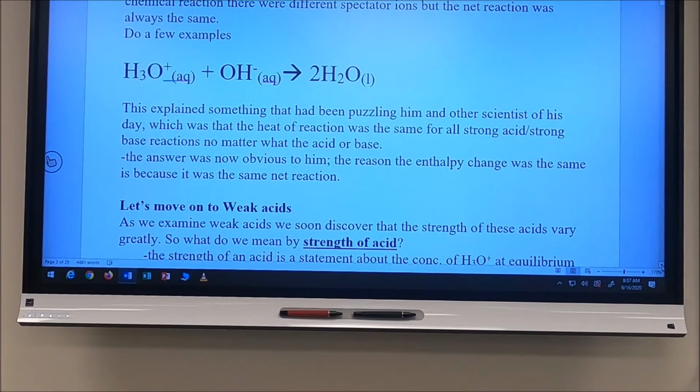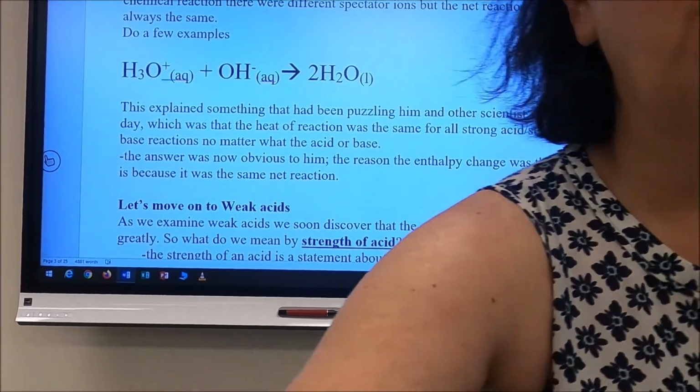So why Arrhenius was looking at strong acids was because he had been looking at the enthalpy of reaction between a strong acid and a strong base. And every time he did the reaction between any strong acid and any strong base, he kept getting the same delta H of reaction. Now here, let me show you kind of what I'm talking about.